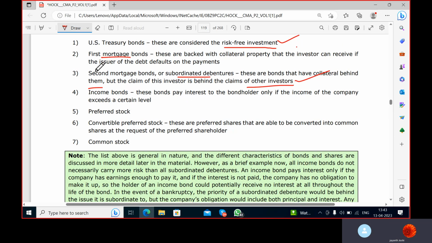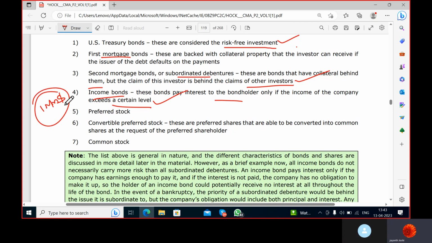Income bonds are those bonds which pay interest to the bondholder only if the income of the company exceeds a certain level. Suppose the company has promised that they'll give interest, but the income or the profit should reach more than $1 million. Then they'll give more.